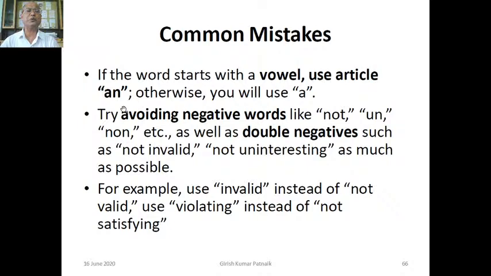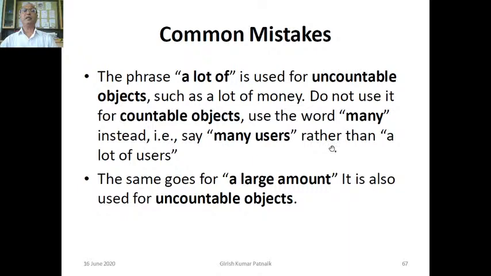Then negative words: we should avoid using negative words and double negative words. So double negative words, you can see, not invalid. There is no meaning to it, like not uninteresting. There is no meaning to it. Such kind of things we should avoid using. Then countable objects and uncountable objects. We should be very careful about which is countable and which is not countable.